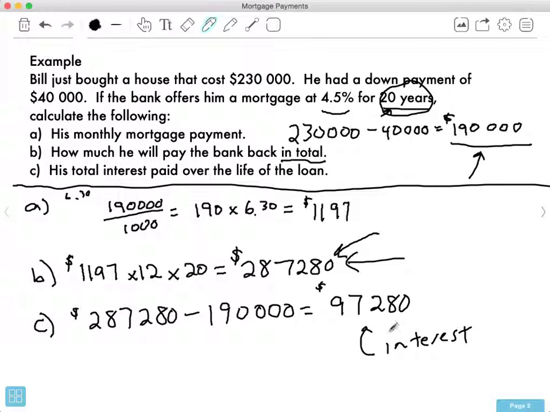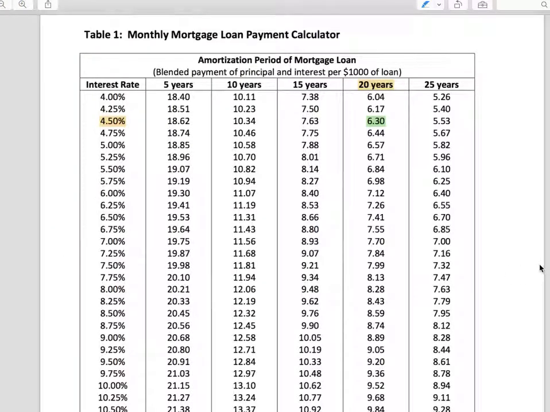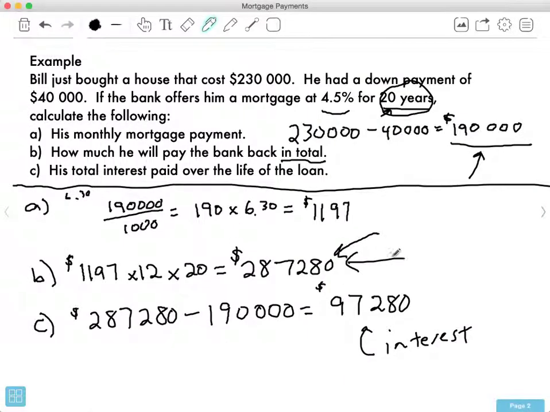If you're in the market for a home, you can use this same table to at least estimate what your mortgage payment would be, and you can play with that a little bit before you commit yourself to one of the largest purchases most of us will ever make. So we calculated his monthly payment, what he paid back over the life of the loan, and the interest he ends up paying over the life of the loan.